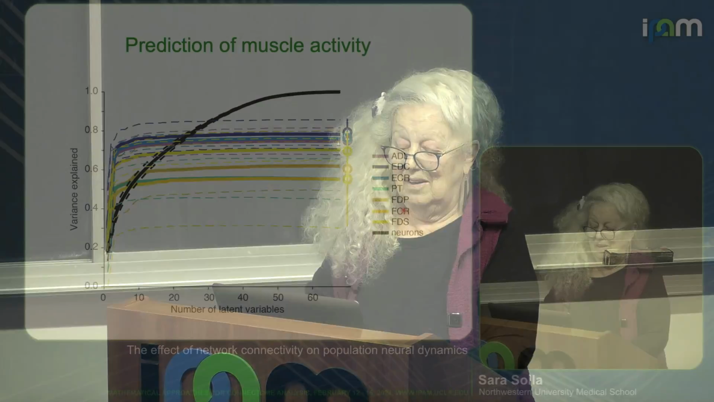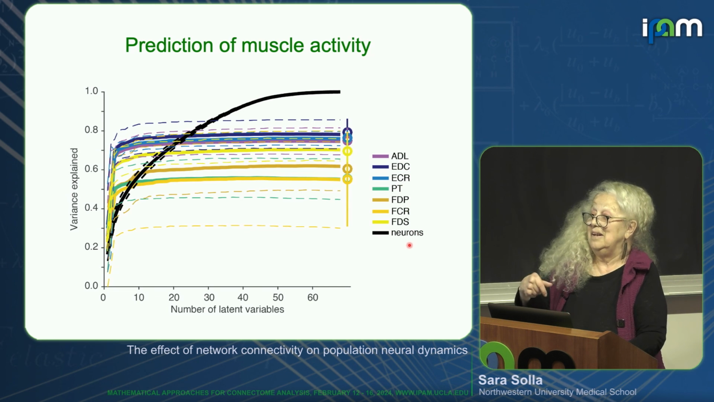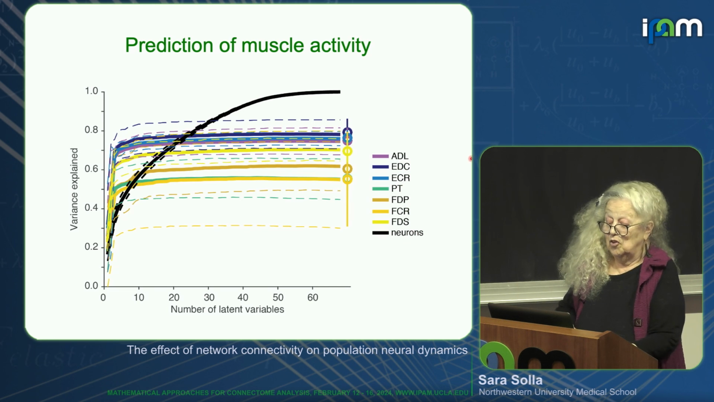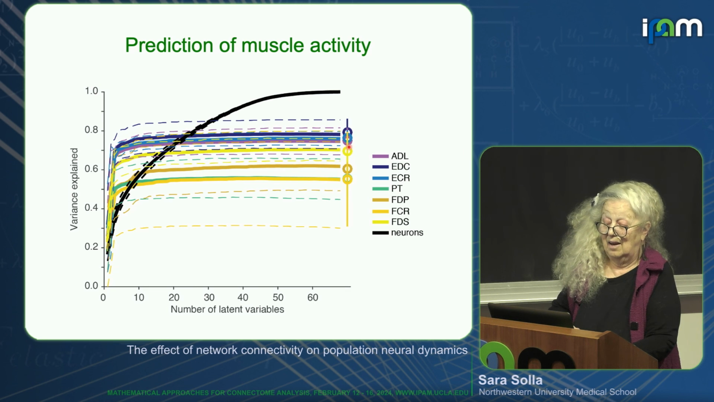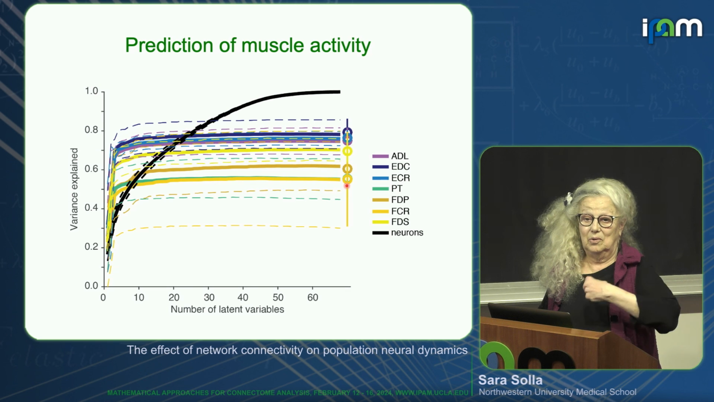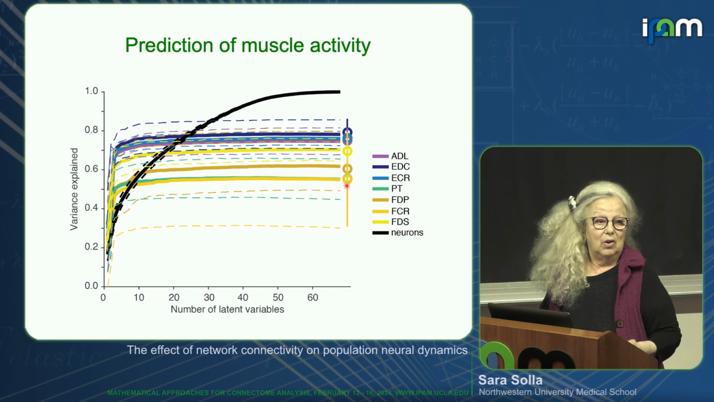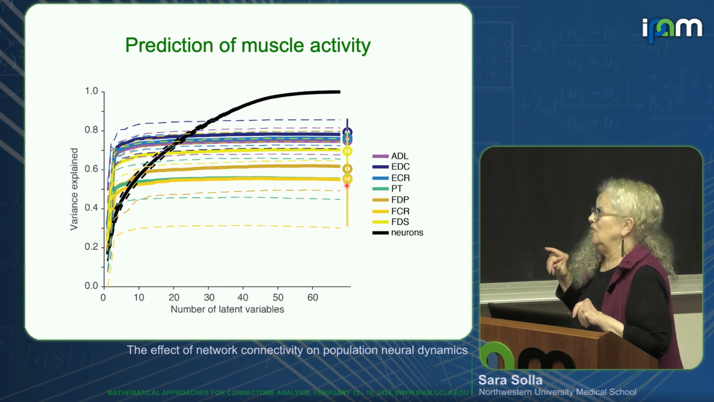So each one of these funny acronyms here corresponds to a different muscle in the arm and in the hand. The circles at the end show you our ability to predict the activity of that muscle during a reach when all the neurons that are being recorded from are being used as predictors. Okay. You see, it's not very good.